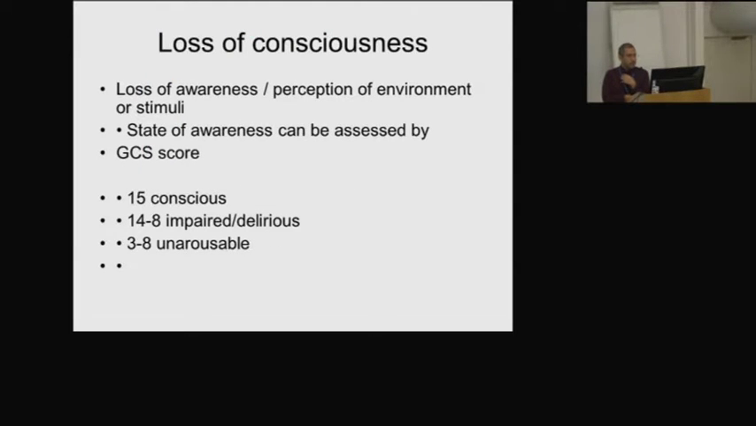So first of all, just a few ideas in terms of definitions. What do we mean by loss of consciousness? Well, basically, loss of consciousness is loss of awareness or perception of the environment or of any sensory stimuli. And an easy way of stating or measuring a loss of awareness is by what we call the GCS score, which I'm sure you're all familiar with, the Glasgow Coma Scale.